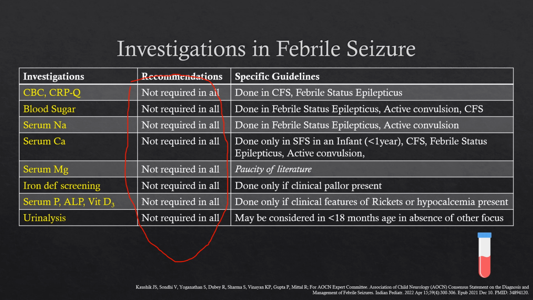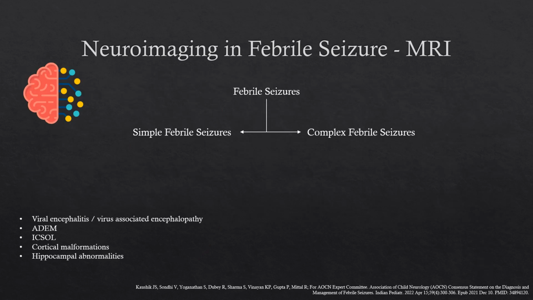Iron deficiency screening, that means iron studies or complete hemogram, is not required in all. It is done only if clinical pallor is present or if you have documented a low hemoglobin level. It is only indicated in those cases. Serum phosphorus, alkaline phosphatase, vitamin D3 level, all these are not required in all patients. It is to be done only if the patient has had some features of rickets or if hypocalcemia has been documented. Urinalysis, that is urine routine or microscopy, is not required in all patients. It may be considered in patients less than 18 months of age in absence of other focus of infection.